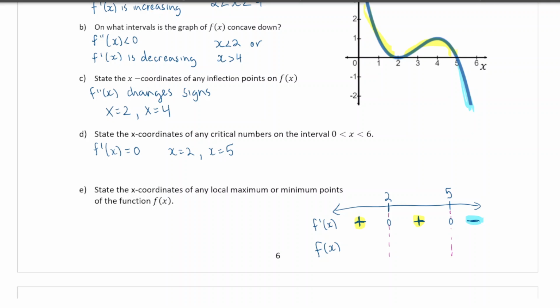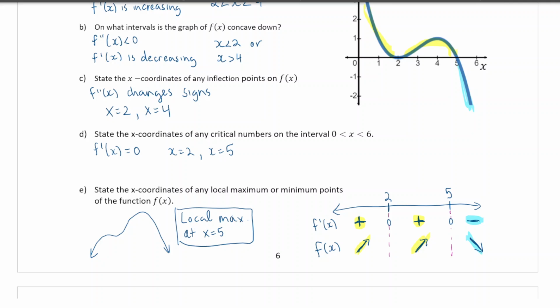So that means the original function that we can't see must be increasing in this region, still increasing in this region, but then decreasing in this region. So that means just by the shape of the graph, it's going to look something like going up, plateaus for a second, goes up, and then goes down, right? And we've got a local maximum at x equals 5. So notice I didn't memorize anything there. I'm just using the positive and negative values to sketch a little shape for myself and understand that the maximum is happening right here at 5.